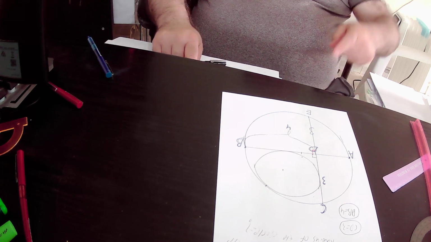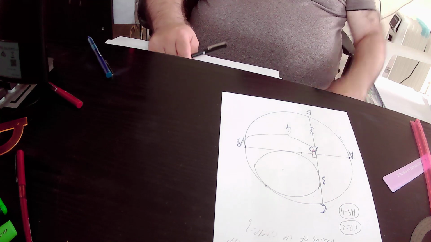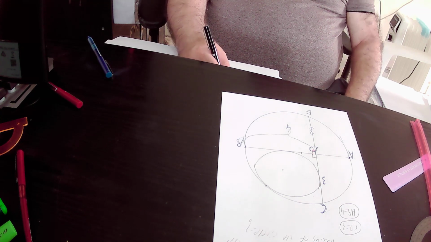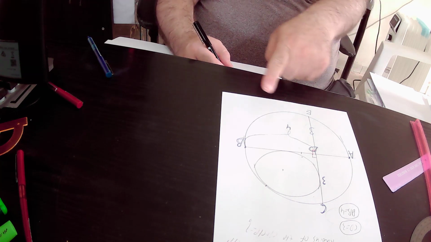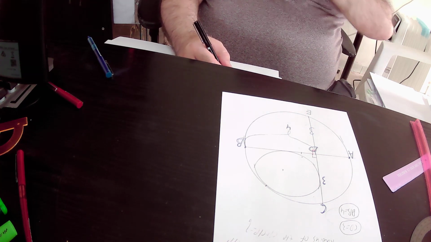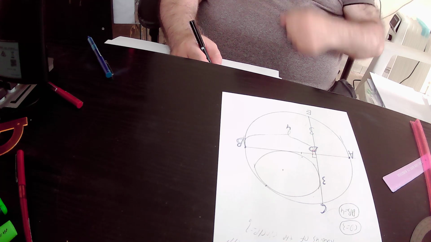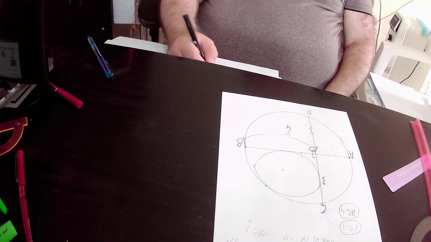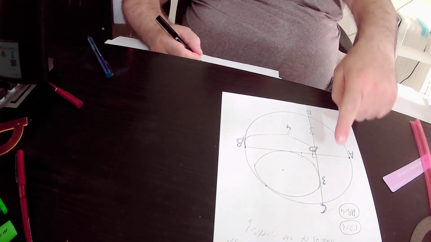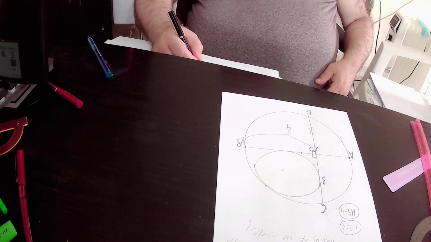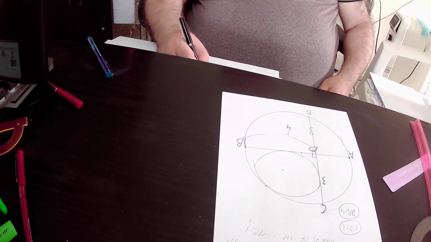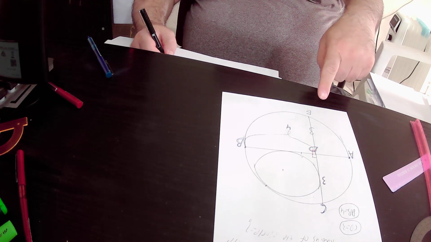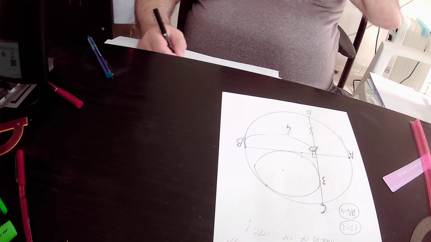So here, AD is the missing line segment, so we leave it as it is. AD times DB. DB equals 4 units according to what is given in the question, so we substitute DB by 4. And it is equal to CD, which equals 3 units according to the question, times DE. DE also equals 3 units.